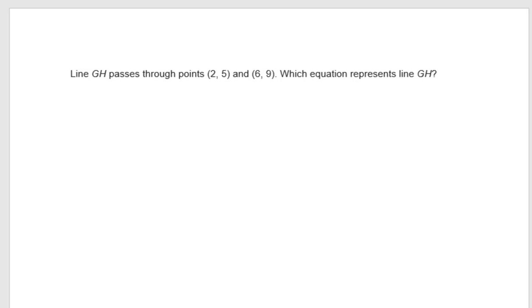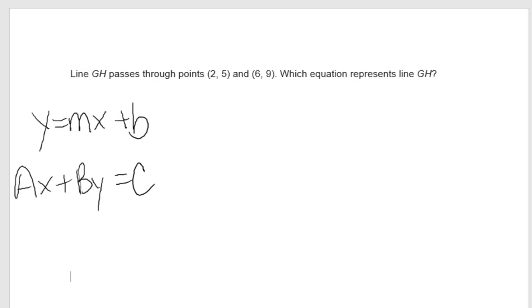There's slope-intercept form, which is y equals mx plus b, where m is the slope and b is the y-intercept. You also have standard form, which is ax plus by equals c. And a, b, and c are integers, but they don't by themselves represent any one value like the slope and the y-intercept. So it's not as telling. You have to do something to standard form to be able to determine the slope and the y-intercept.